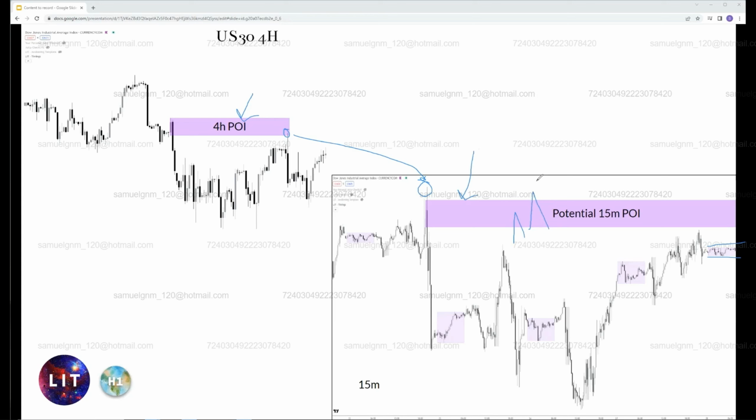But my concern is that as long as my confluences line up on an intraday level, I really don't care what happens here, as long as we get some sort of inducement.